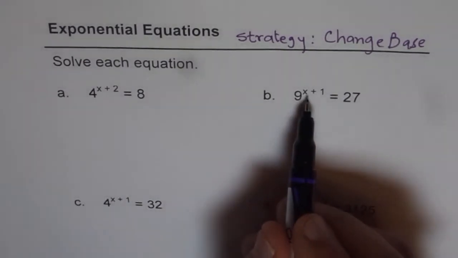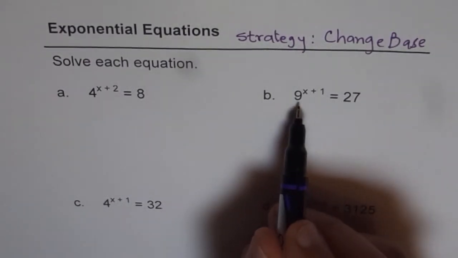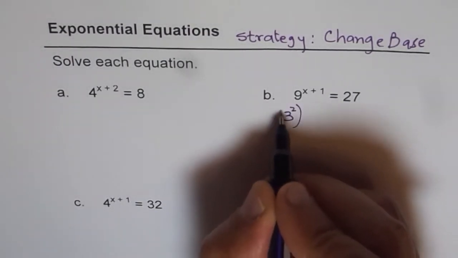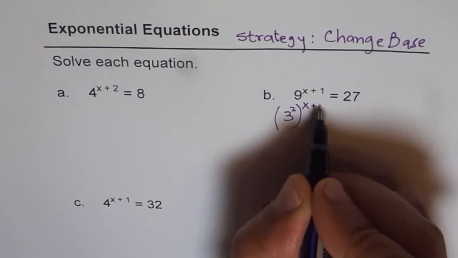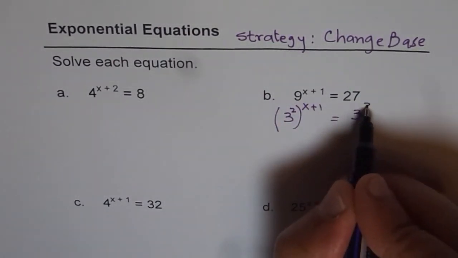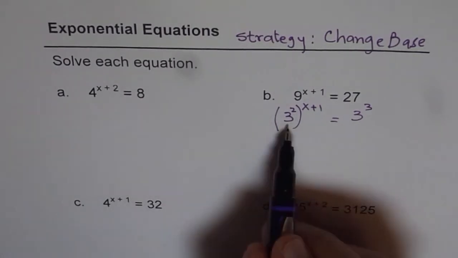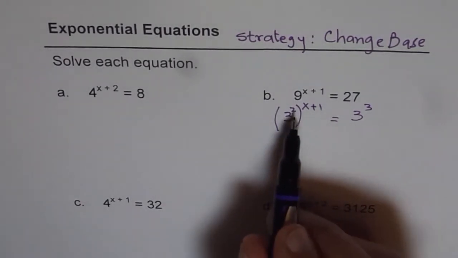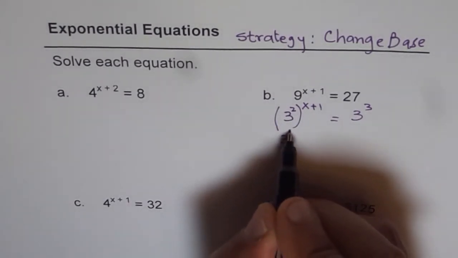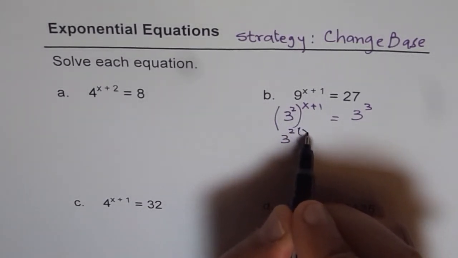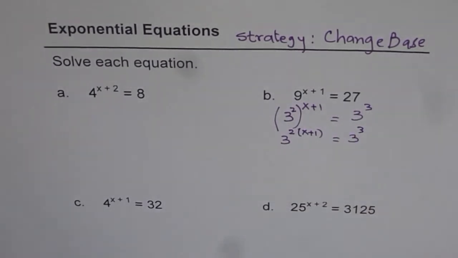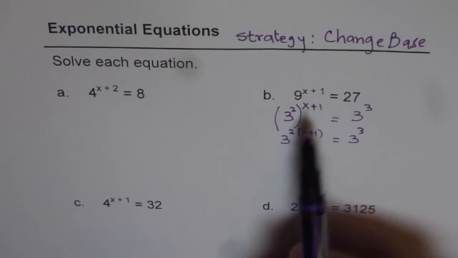9 to the power of x plus 1 equals 27. I can write 9 as 3 square, right? So I have 3 square, and this is to the power of x plus 1 equals 27. 27 is 3 cube. Now we have the same base, 3 and 3, right? And the exponent is 2 times x plus 1. Let me rewrite this. 3 to the power of 2 times x plus 1 equals 3 cube. Now it's clear, right? We applied the exponential laws.